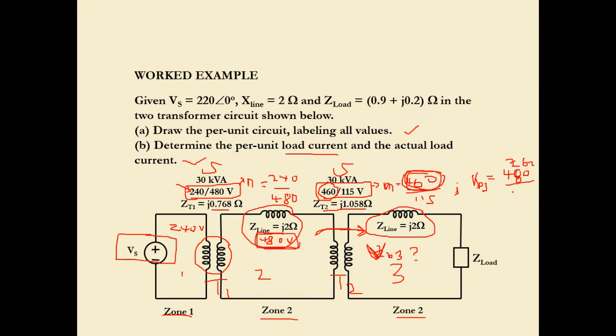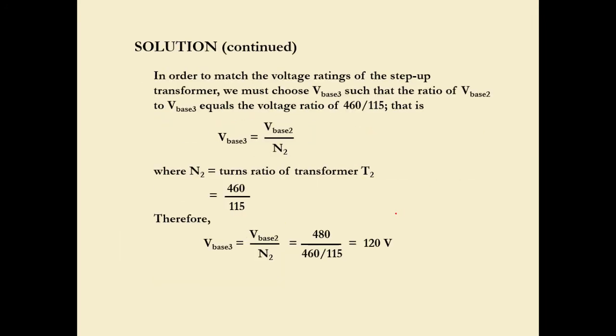So we must divide by the N, the ratio, in order to get the V base 3. So this is how they've done it. We have V base 3 equal to V base 2 divided by N2. So this is the turn ratio for transformer number 2, where N2 equals the turn ratio of transformer 2.